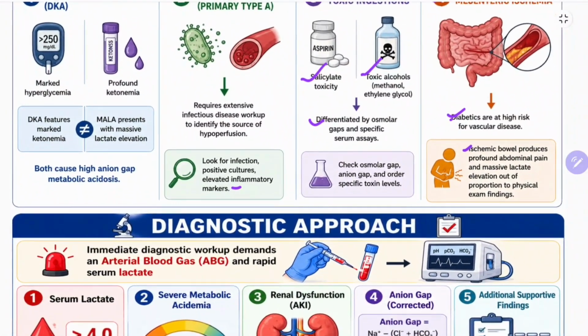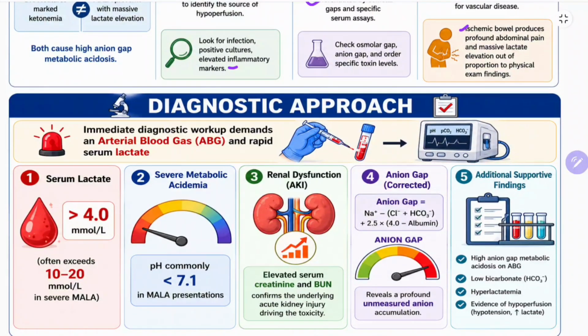Then coming to the diagnostic approach, how will you diagnose? Immediate diagnostic workup demands an arterial blood gas and rapid serum lactate. One thing we should keep in mind is that anything which compromises kidney function can cause MALA, and it can be associated with HHS also, and with DKA, because both DKA and HHS are precipitated by intercurrent illness. So we need to differentiate between these three mainly, and also causes of type A lactic acidosis, any cardiorespiratory condition which causes hypoxia. That is possible only with ABG and serum lactate. So the diagnostic approach is ABG and lactate.